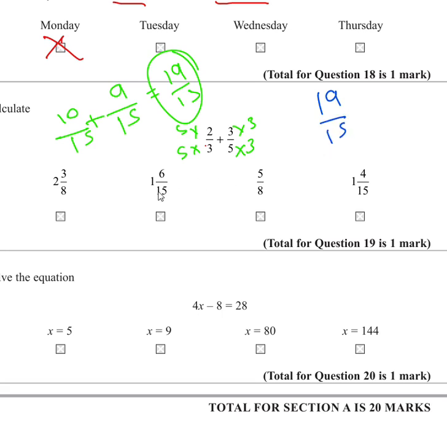I need to change it into a mixed number. So how many 15s are there in 19? If you check, we can only fit one 15 into 19. So that's gonna be 1. And then what's the remainder? Okay, so 15, and then the remainder is 16, 17, 18, 19. That means the remainder is 4. And then down here, we have 15. It's always the same, okay? So 1 and 4 over 15. So this is the answer.